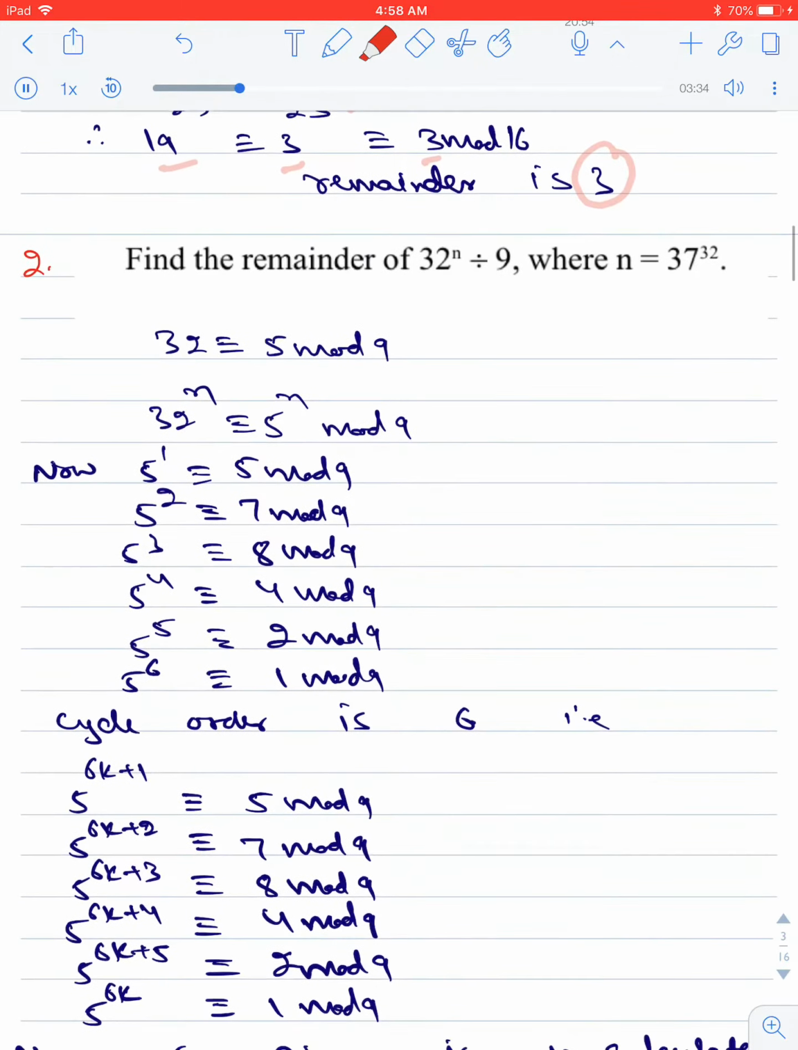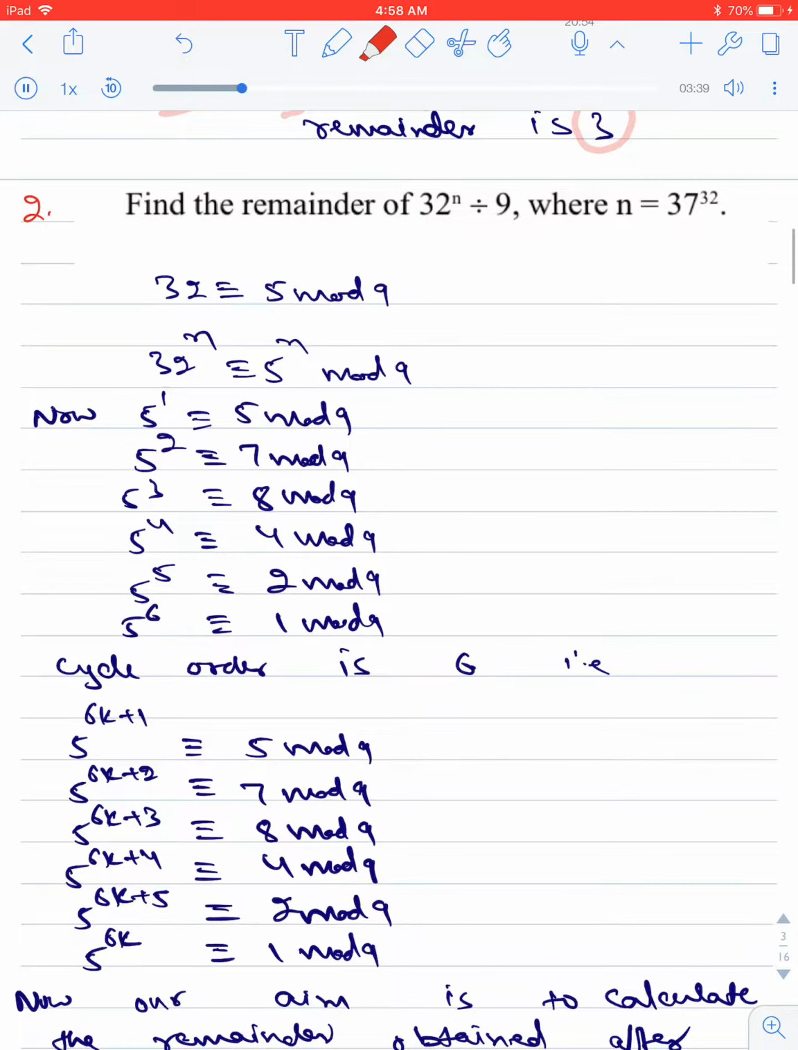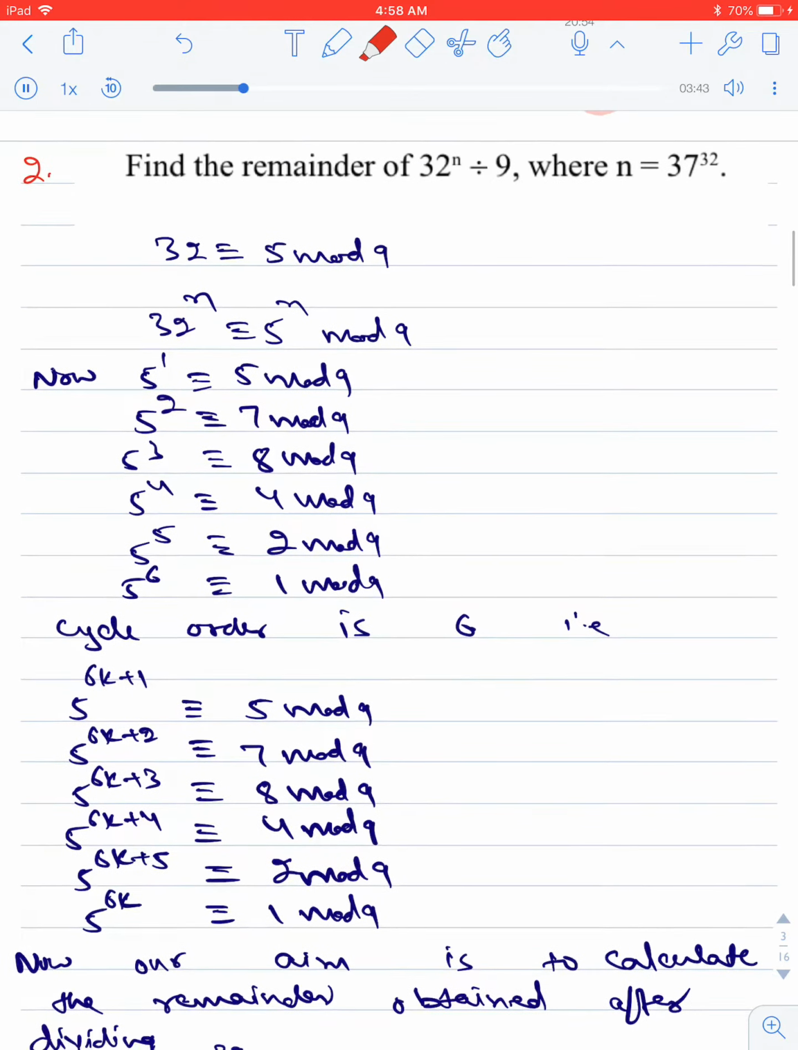So next question. Find the remainder of 32 raised to power n when divided by 9, where n is equal to 37 raised to power 32. Since 32 is congruent to 5 mod 9, raising both sides to the power of n, 32 raised to power n is congruent to 5 raised to power n mod 9.